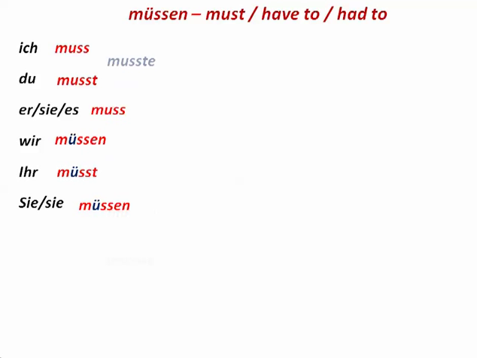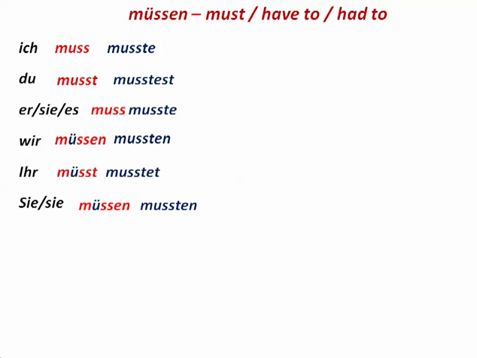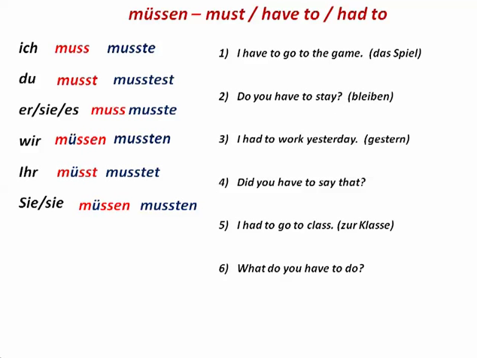And in the past tense, we're going to use our formula. It's helpful for the past tense of these verbs as it is for many verbs that are regular, even though these wouldn't classify particularly as regular. But it's te, test, te, ten, tet, ten. So ich musste, du musstest, er musste, wir mussten, ihr musstet, und sie mussten. And so if I want to say in German, I have to go to the game, I'm going to say, ich muss zum Spiel gehen.